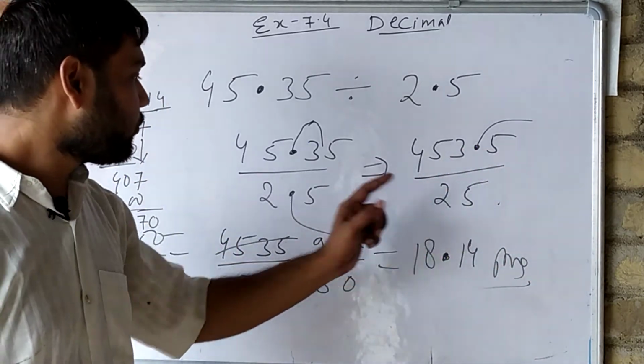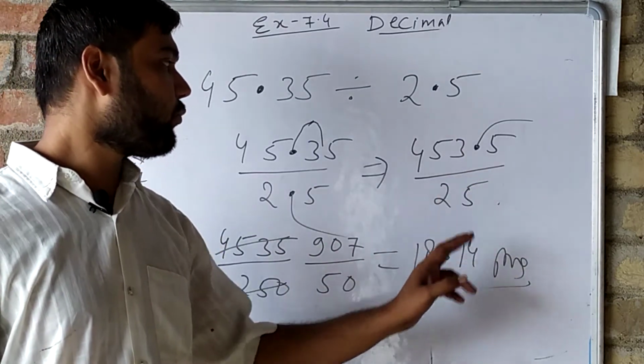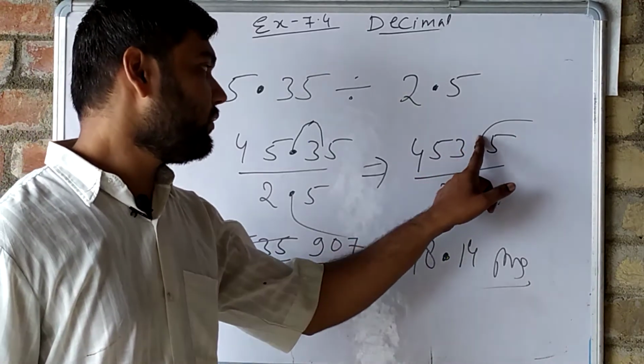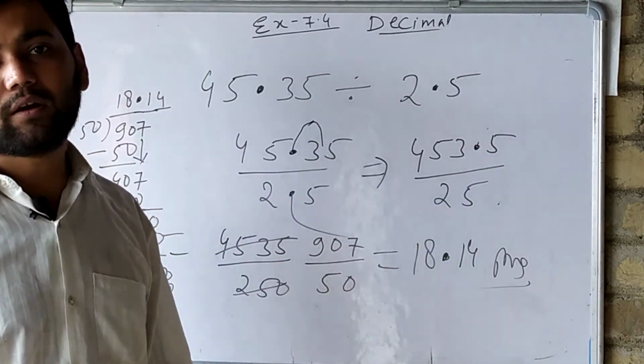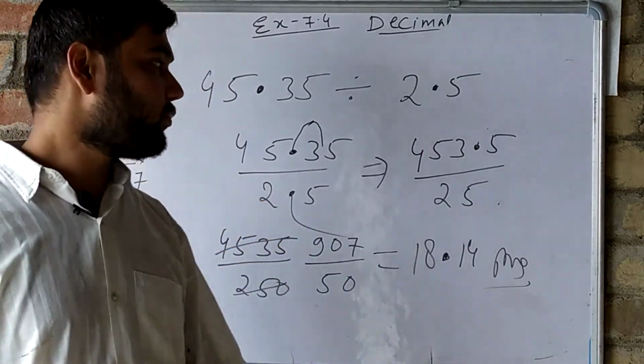453.5 upon 25. Why? Because here the decimal is shifted. And this decimal is creating a problem. Why? Because it is in decimal. So we will try to reduce it. We will try to remove the decimal from the numerator.